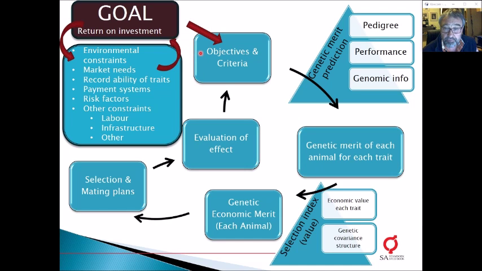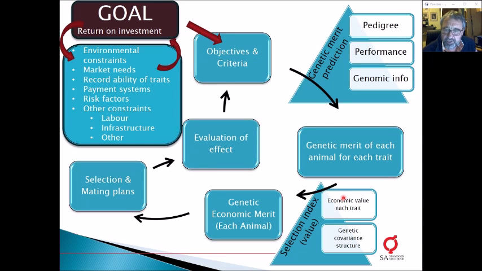The next step is to use pedigree information, performance information of individual cows, and also lately genomic information to predict the genetic merit of each animal, and this obviously is not just for cows but also for bulls. Once the genetic merit of a number of traits is known, this is usually combined in a so-called selection index or value, where the economic value of each trait is considered.